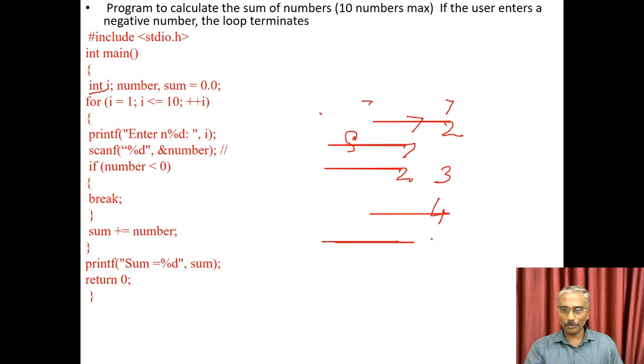So when you enter minus 4, for example, what happens? Immediately it will come out of the loop. Once again I am saying, first you have to enter some positive numbers like 2, next you are entering 4, next you are entering the value 5.